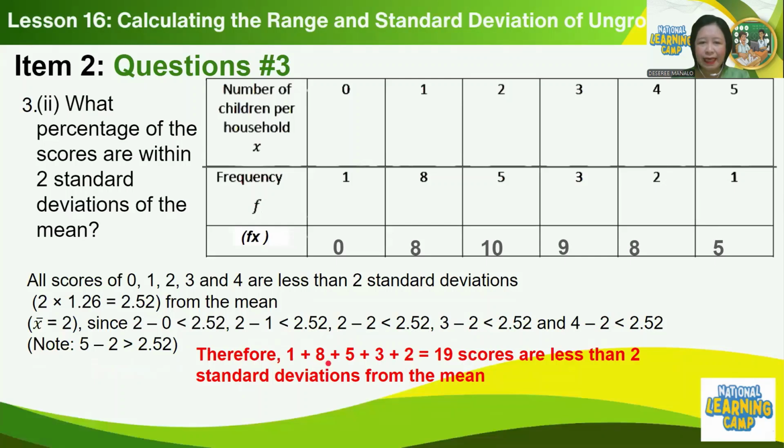Therefore, 1 plus 8 is 9, plus 5 is 14, plus 3 is 17, plus 2 is 19 scores less than 2 standard deviations from the mean. So therefore, 19 over 20 or 95% of the scores.